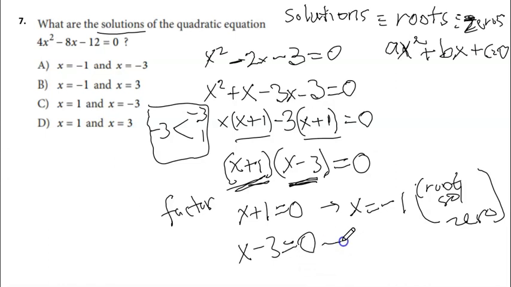And then the second one says x is equal to 3, right? So we look through our answers. x minus 1, this is not true. x minus 1, 3, this is true. So B is the correct answer, right?